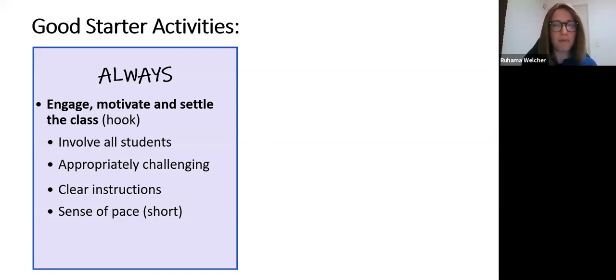Okay, and part of having clear instructions is having clear expectations, like, I want you to come up with 3 reasons for, or 2 answers to this question, or I want you to write down 1 sentence to explain why. Okay, and also a starter has to have a good sense of pace. It has to be short, otherwise number 1, it's not a starter, and number 2, you don't want it to outlast the attention span of the student.